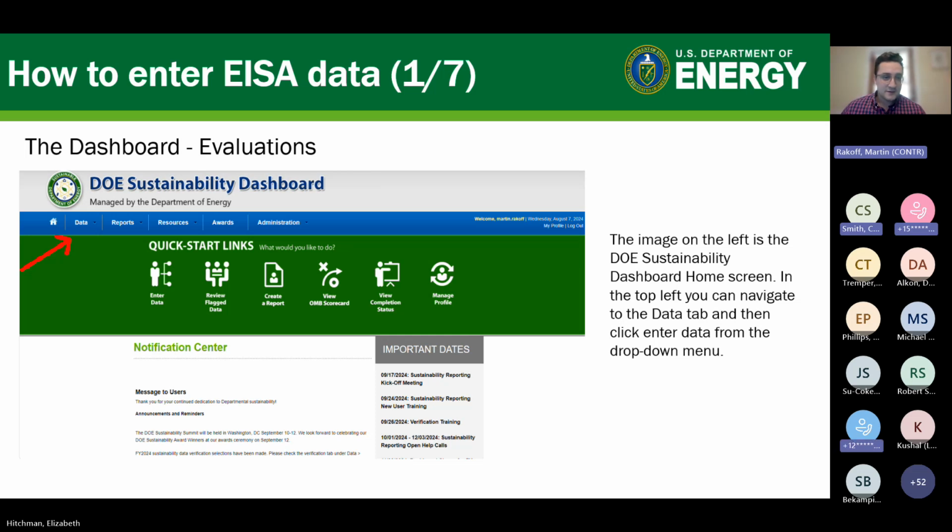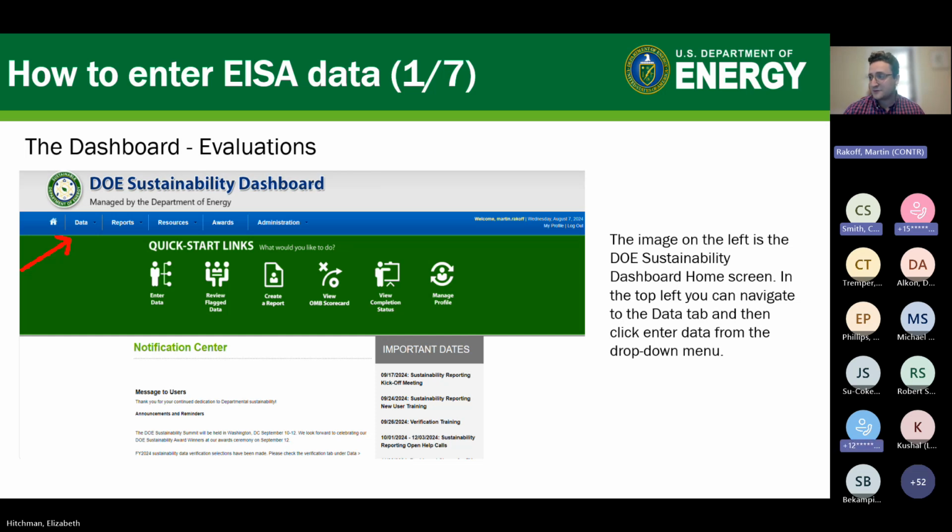Okay, so entering data on the dashboard. I'm going to show you a few screenshots of the dashboard, and if you need more assistance, feel free to contact me. We can set up a time to go over the dashboard's functions. There is a new user training that SPO is hosting on September 24th at 2 p.m. So feel free to attend. I can send you an invitation if you don't have one.